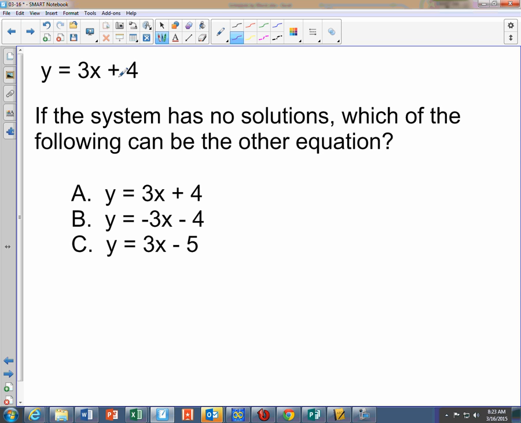Y equals 3x plus 4. If the system has no solutions, which of the following can be the other equation? This is another good example. Let me pause the video one more time and send you a quick poll. I think you guys can do pretty well on this one.